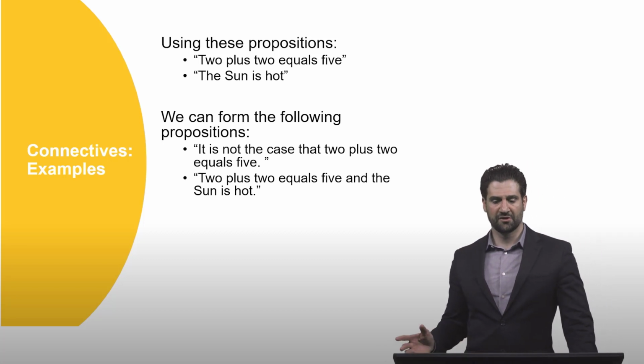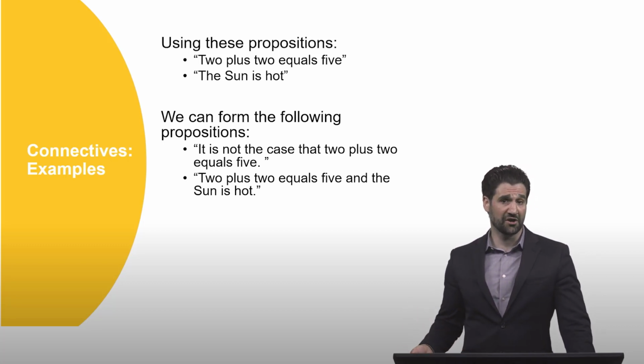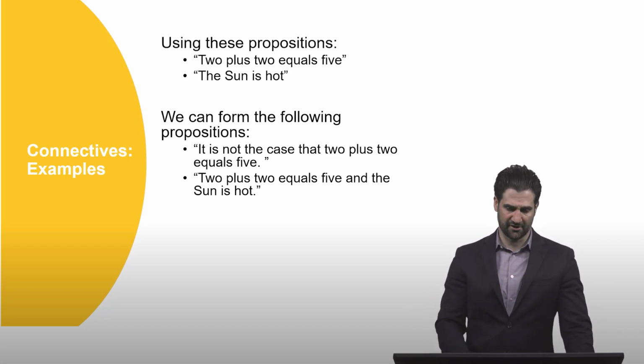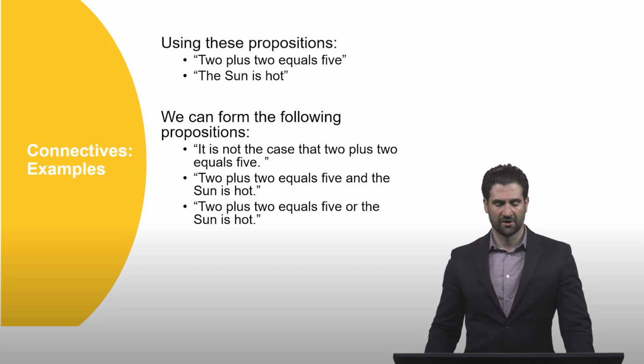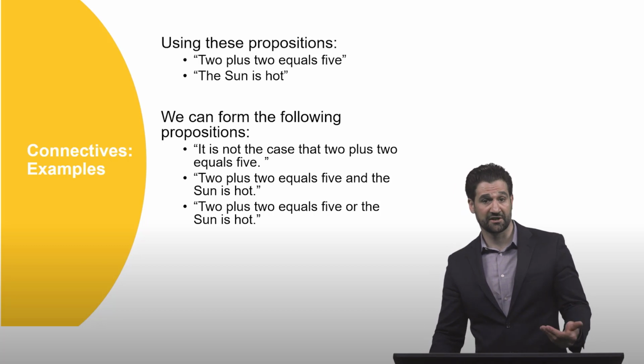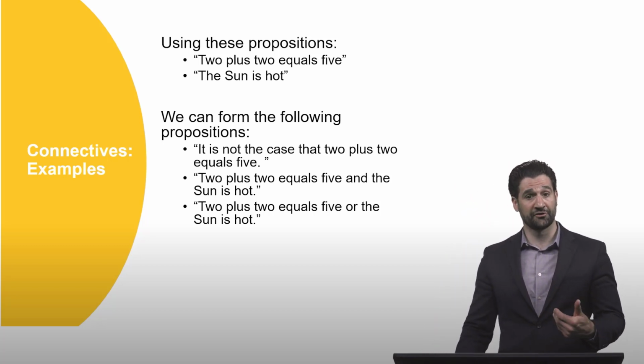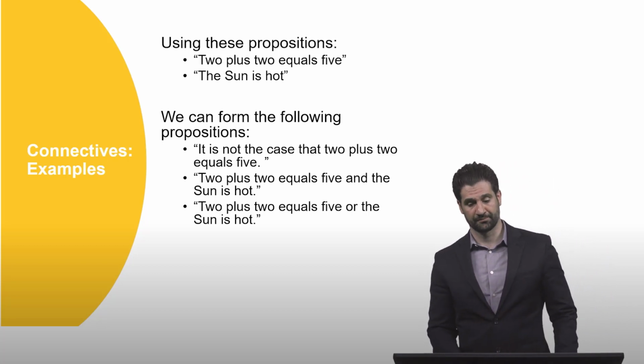2 plus 2 equals 5, and the sun is hot. That is a conjunction. Of course, since 2 plus 2 equals 5 is false, that whole statement is also false. 2 plus 2 equals 5, or the sun is hot. If we define the sun is hot as being true, then this whole statement is true regardless of what 2 plus 2 equals.